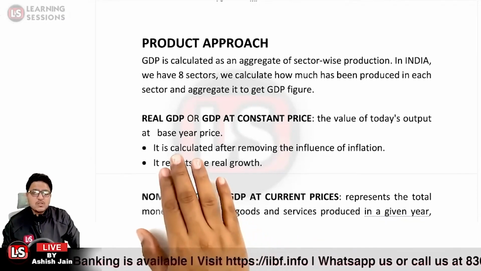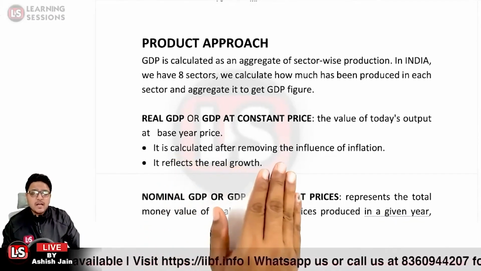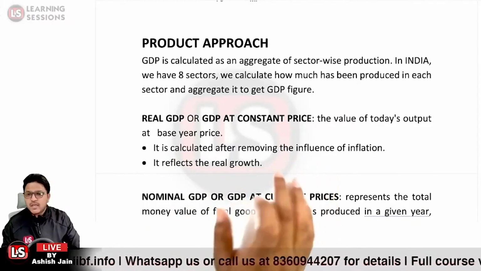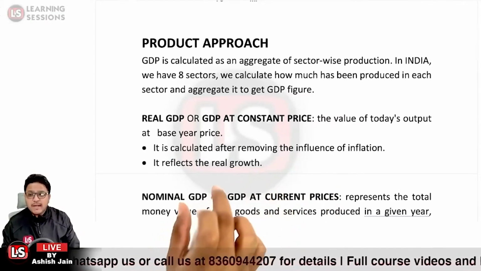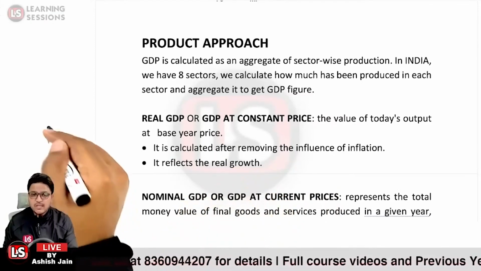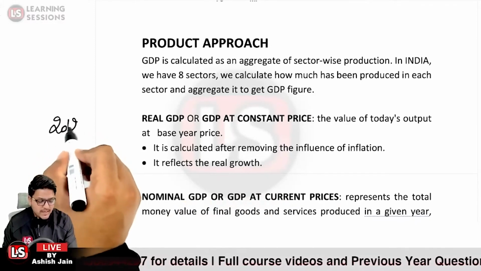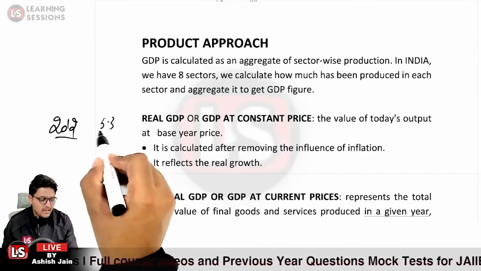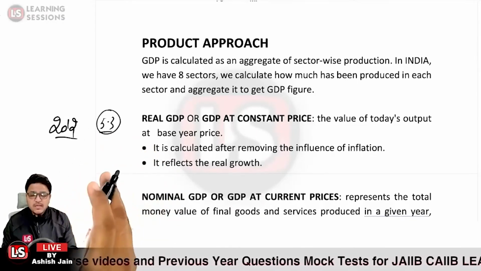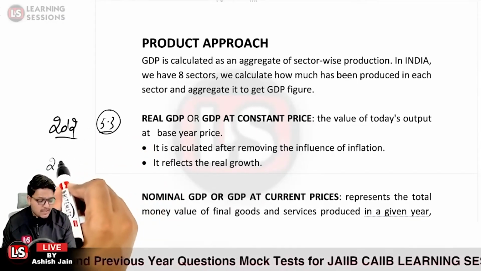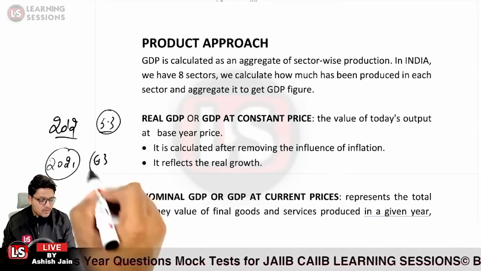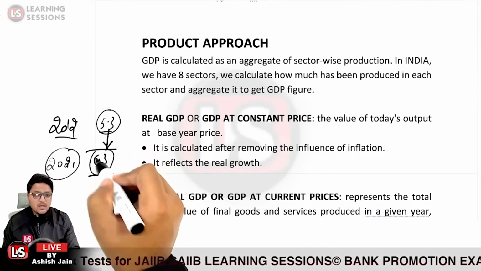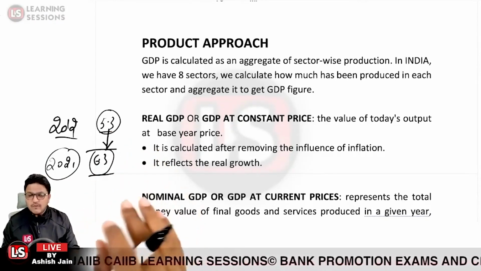Okay, so real GDP is calculated after removing the influence of inflation. We do not consider the inflation factor in the case of the real GDP, and it reflects the real growth. Let us take the case that if we take the base year as 2012, and the GDP in that case, let us take it, was 5.3, and we calculate the real GDP in 2021, and that comes out to be 6.3 in terms of the base year values. Then it basically reflects the real growth.